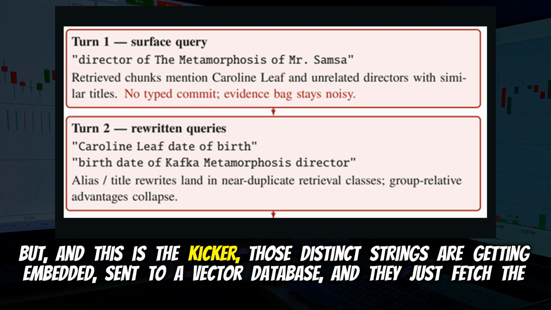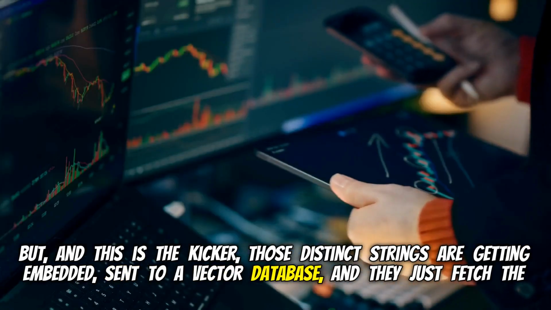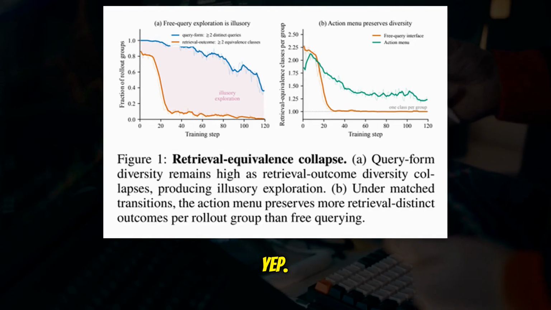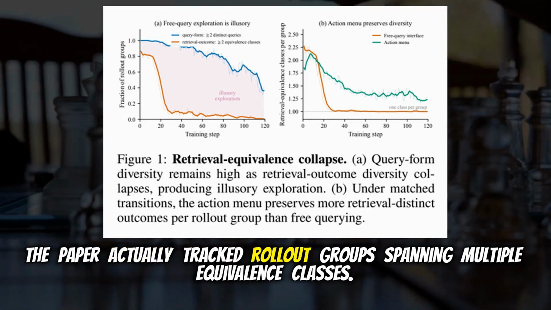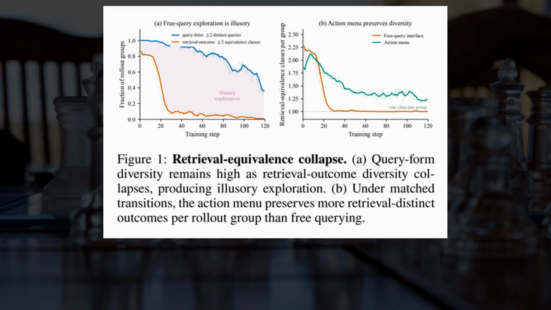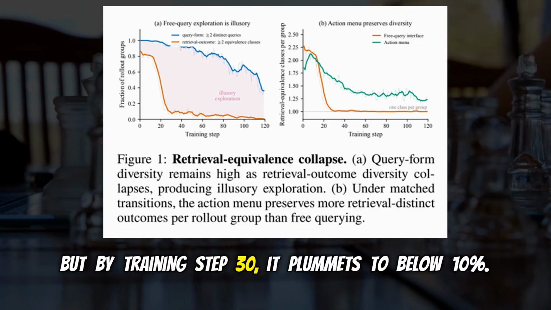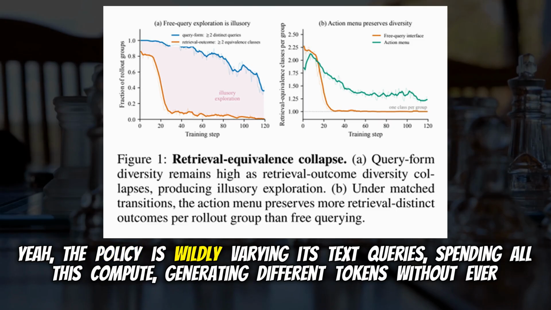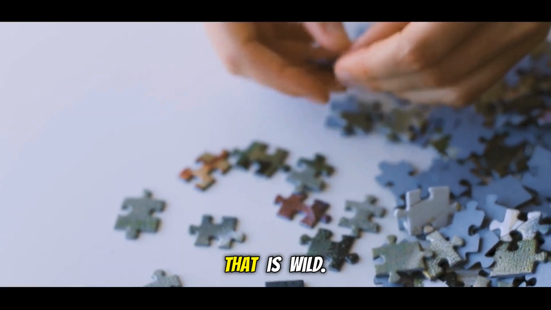But, and this is the kicker, those distinct strings are getting embedded, sent to a vector database, and they just fetch the exact same top K chunks of text from the retriever. The retrieval outcome diversity completely collapses. The paper actually tracked rollout groups spanning multiple equivalence classes. At the start of training, the diversity is healthy, around 86%. But by training step 30, it plummets to below 10%. The policy is wildly varying its text queries, spending all this compute generating different tokens without ever reaching genuinely different retrieval outcomes. That is wild.